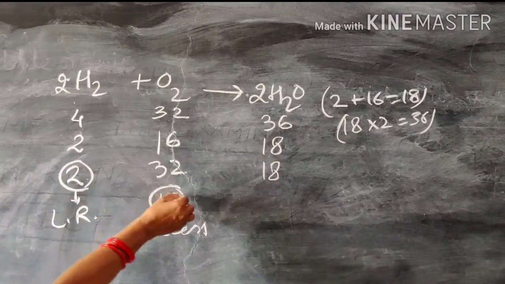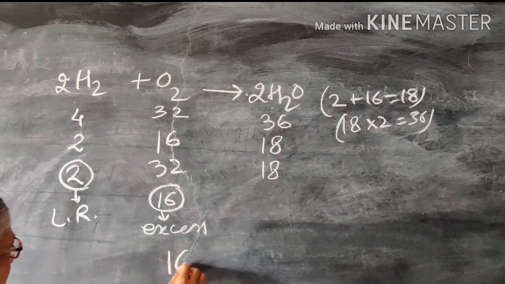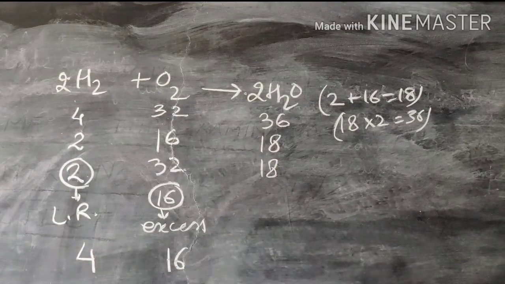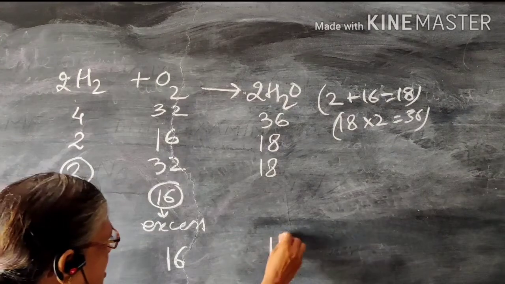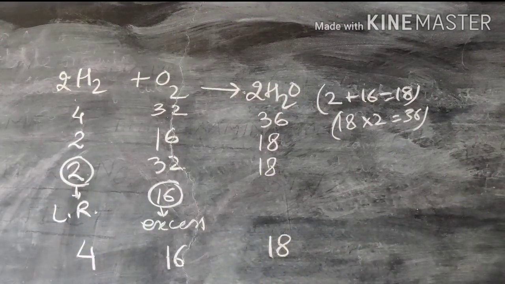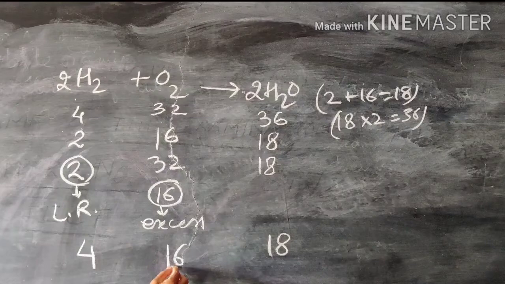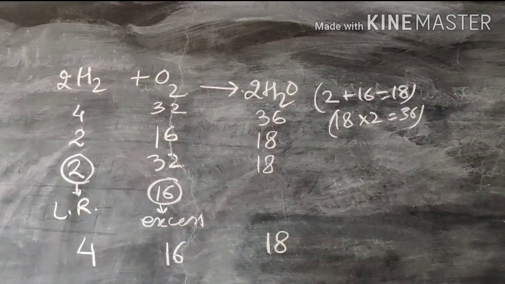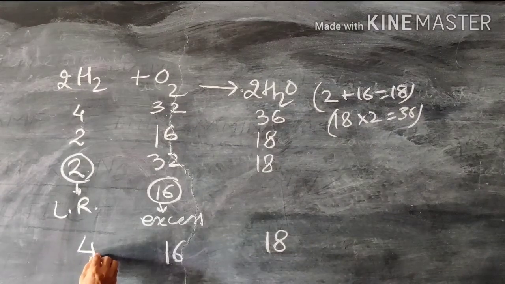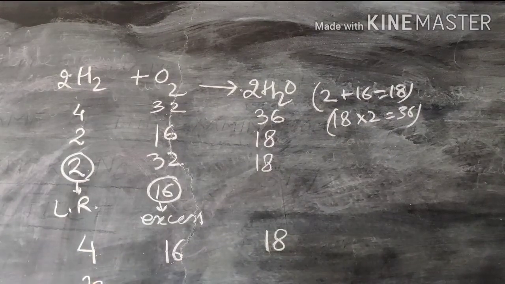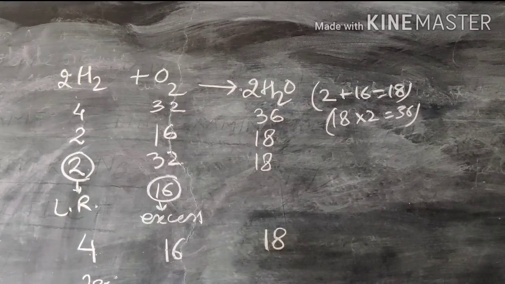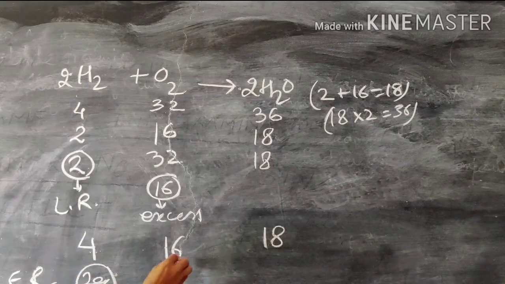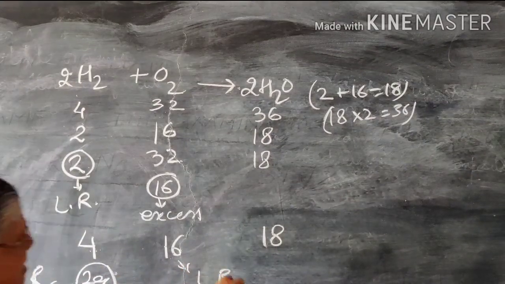Now we can make the oxygen the limiting reagent. We are taking 16 gram of oxygen and 4 gram of hydrogen. Then also there is a formation of 18 gram of water. Because the 16 gram oxygen can burn only with 2 gram of hydrogen. So only 2 gram of hydrogen will be consumed and the other 2 gram will remain there. And then the hydrogen will become the excess reagent and the oxygen will become the limiting reagent.